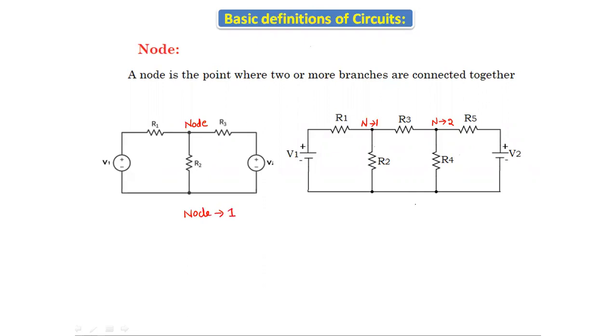Now if we take this circuit here, this is also called a node. The number of nodes in the above circuit is 2, because these three branches are meeting at this point and these three branches are meeting at this point. That's why this circuit consists of 2 nodes and the other circuit consists of 1 node. Okay, this is about the node.